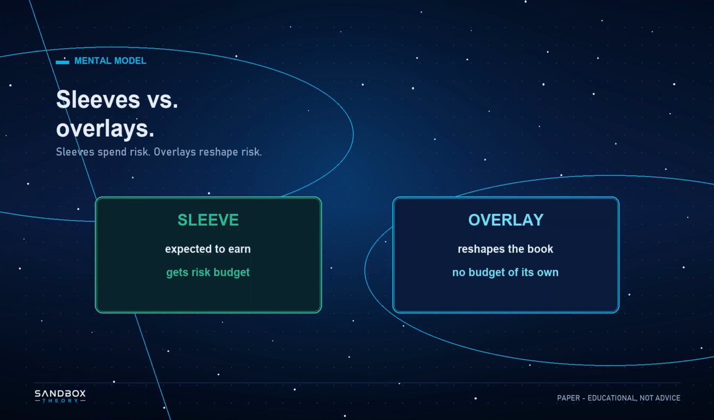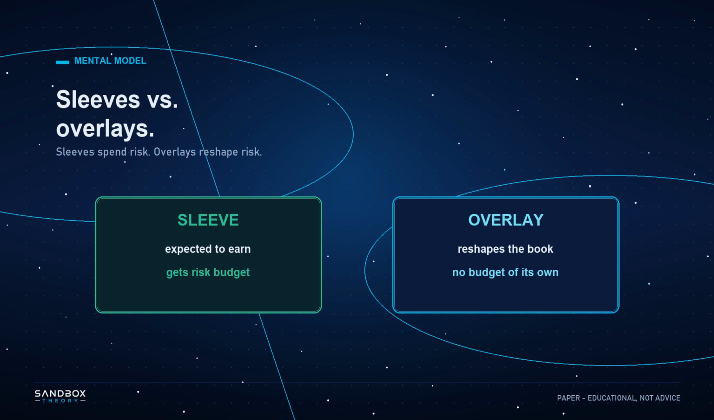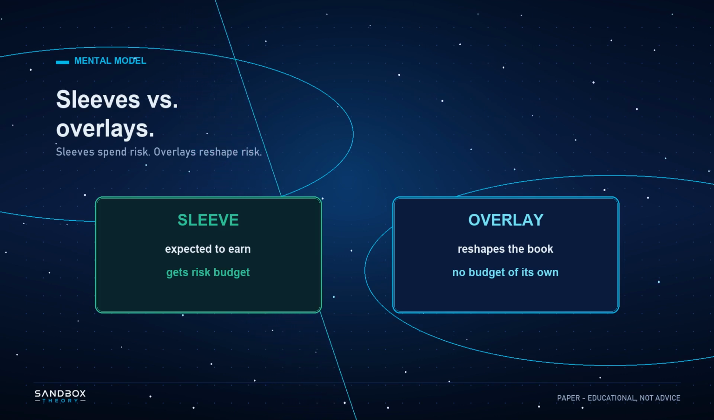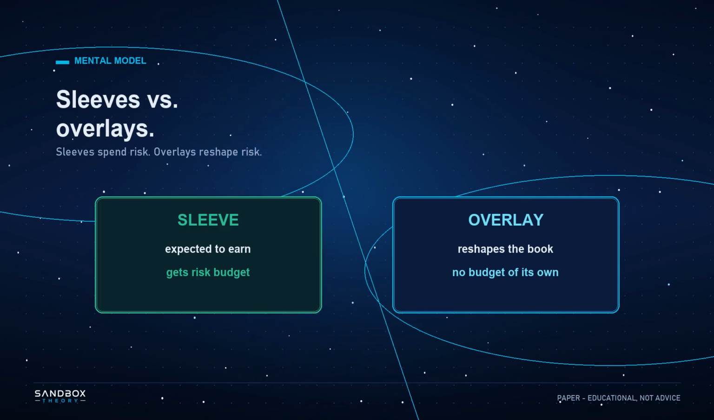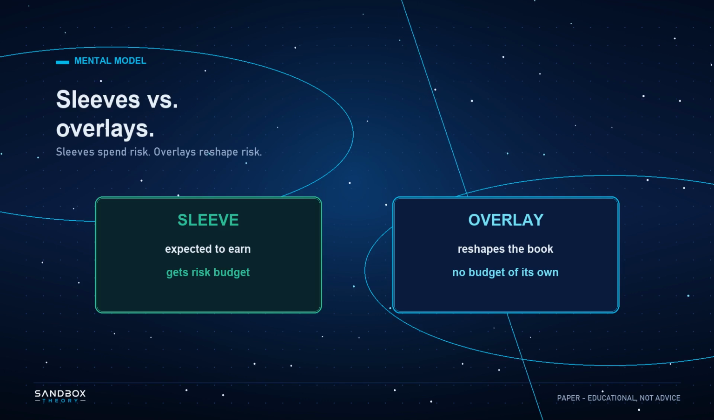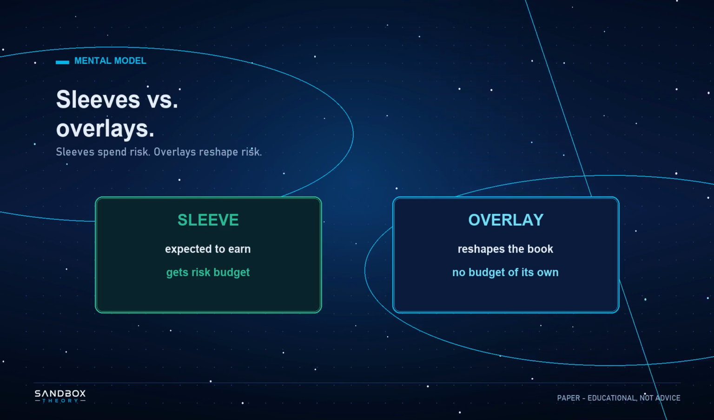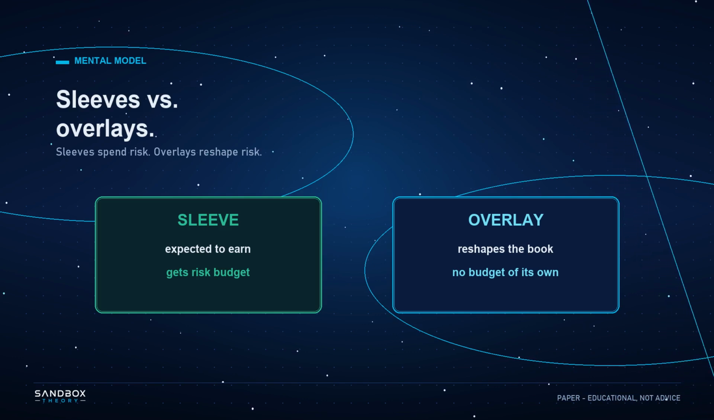Everything in my book is either a sleeve or an overlay. A sleeve is a strategy that's expected to make money on its own. It has an edge. Because it's supposed to make money, it gets a risk budget, a slice of the book's risk it's allowed to spend. A momentum sleeve, an earnings drift sleeve. Those are sleeves. They're the reason the book exists.